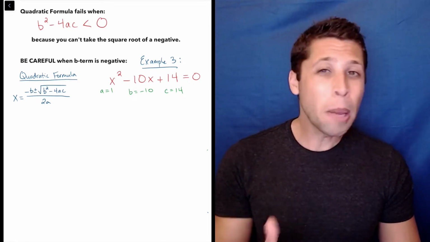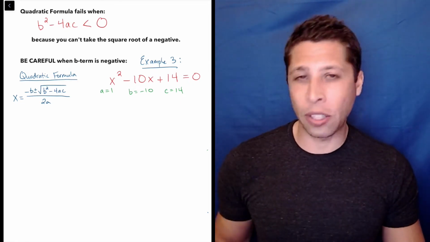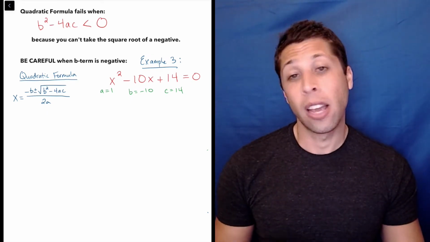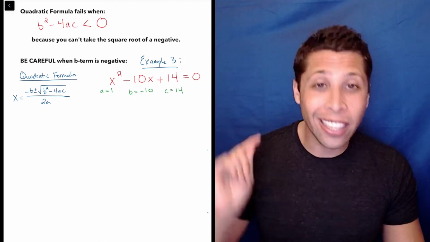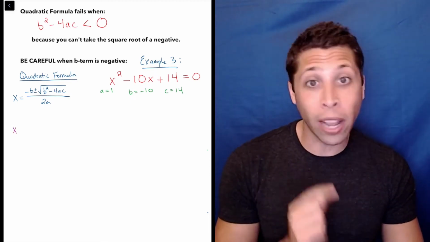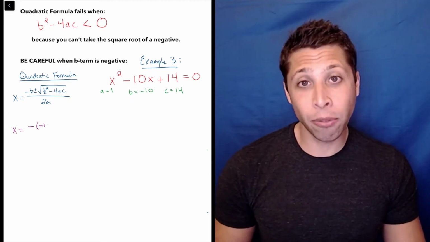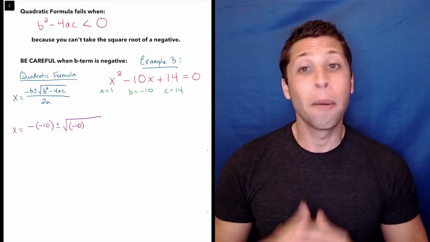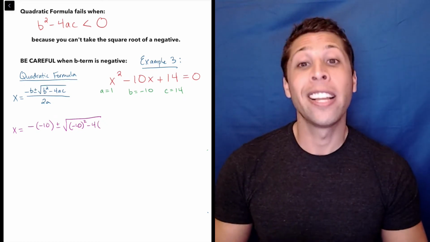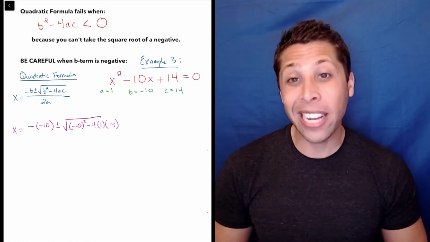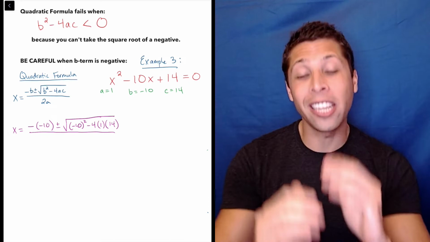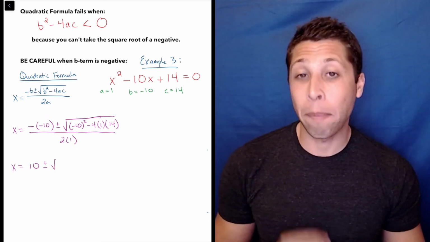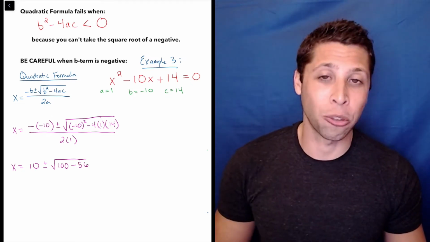People forget about this double negative all the time, which is why I always use parentheses to show my substitution. If I lose this negative, I will be doing a lot of work to get a wrong answer. So our plugged-in quadratic formula should look like this. Negative negative 10 plus or minus the square root of negative 10 squared minus 4 times 1 times 14, all over 2 times 1.